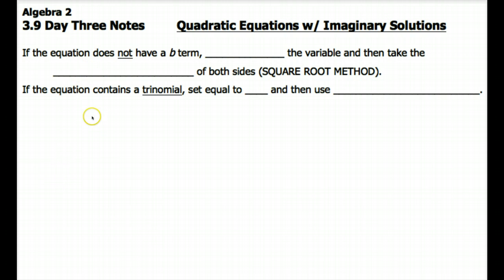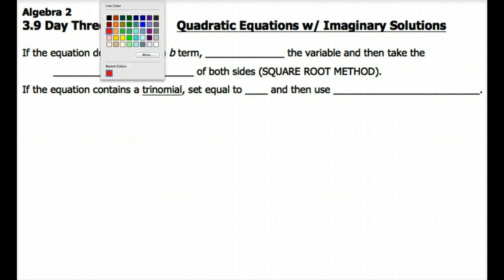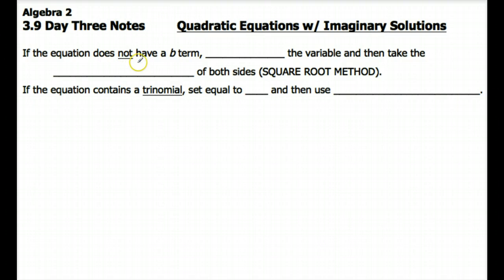Just a couple of things before we get started on the examples, and this is just to help you out when you start working through these problems on your own. If the equation does not have a b term, so if there's not an x term, or a linear term in the equation, the easiest thing to do is going to be to isolate the variable, and the variable in that case is going to be an x squared, so isolate the x squared, and then take the square root of both sides. That's what we call the square root method.